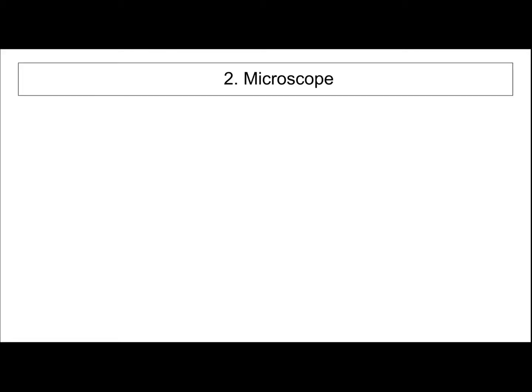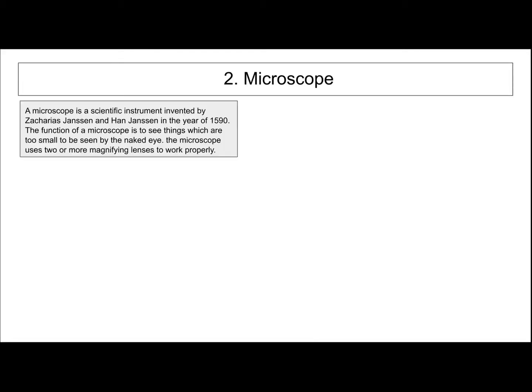Chapter 2. Microscopes. A microscope is a scientific instrument invented by Zacharias Janssen and Hans Janssen in the year 1590. The function of a microscope is to see things which are too small to be seen by the naked eye. The microscope uses two or more magnifying lenses to work properly.